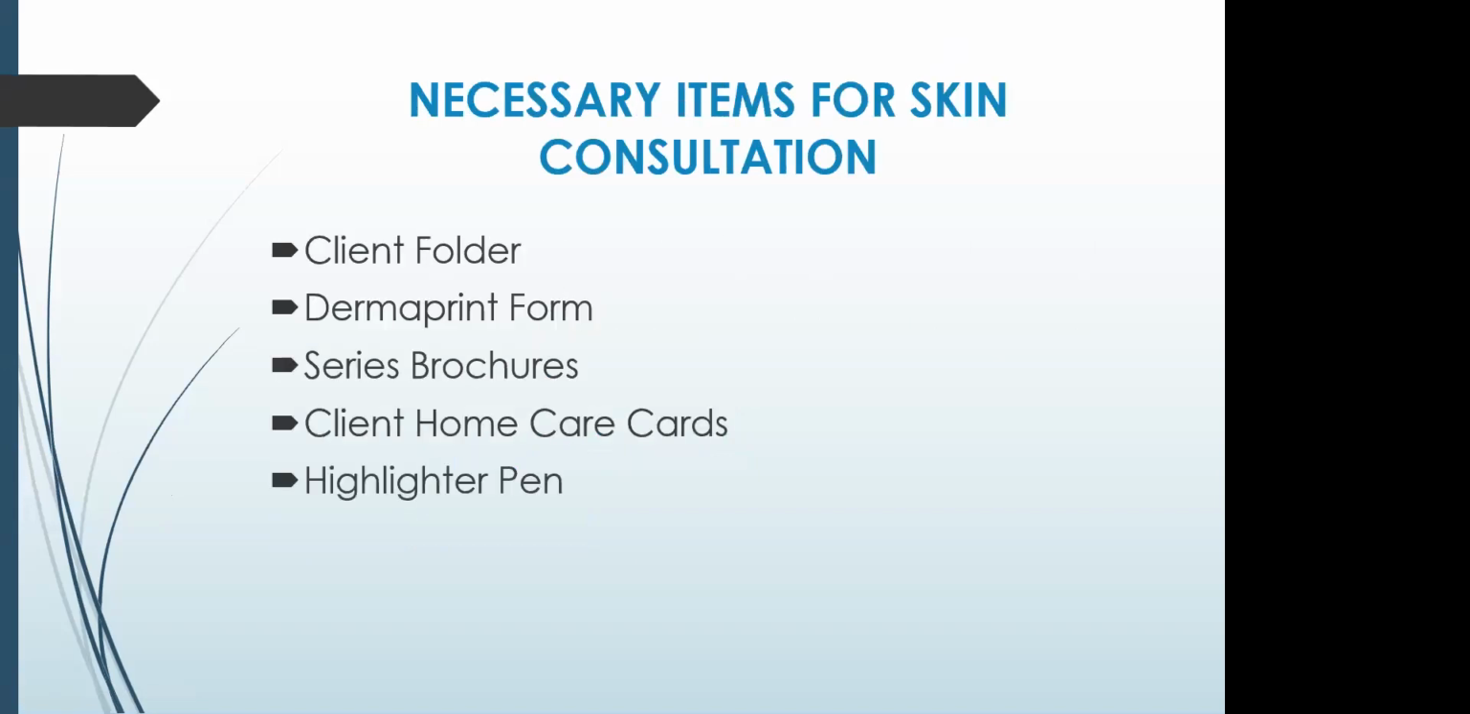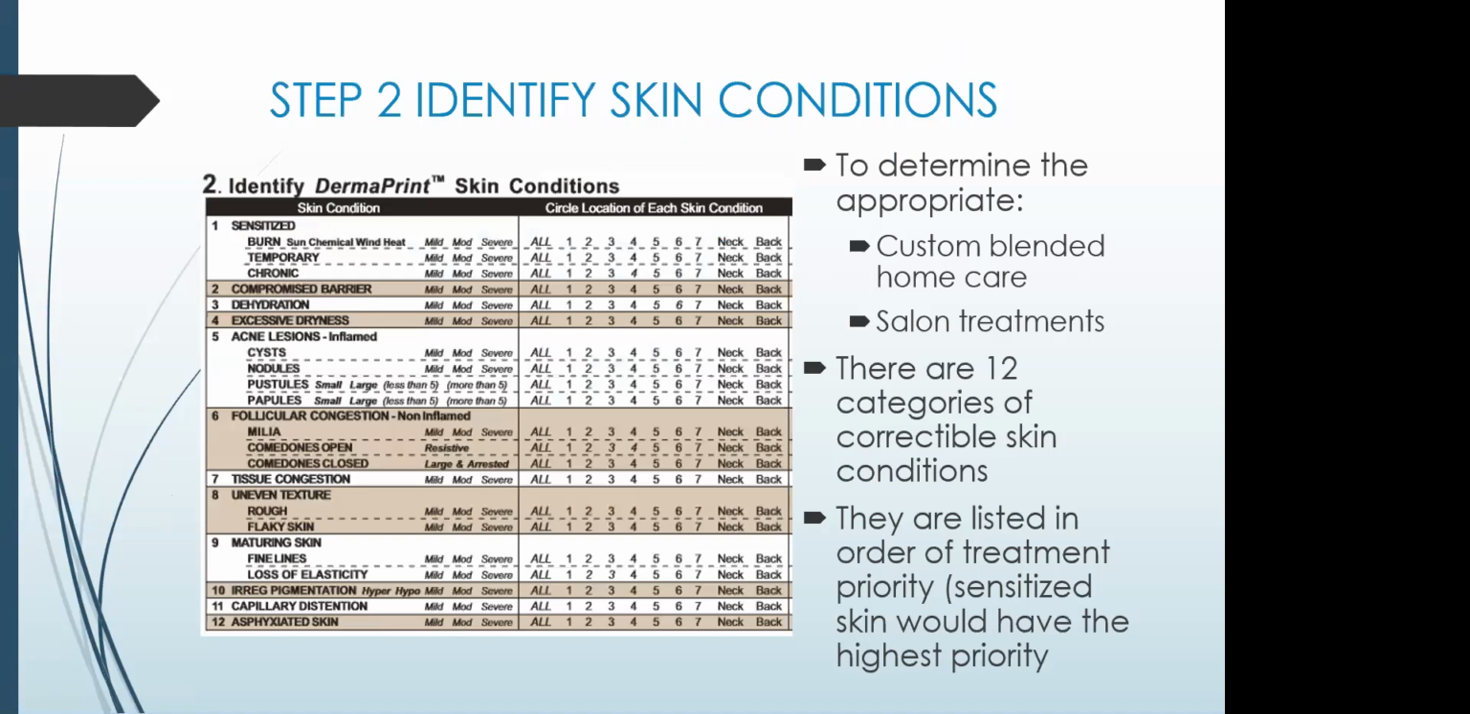We've already talked about all the things you need to perform your Dermaprint. So Dermaprint 2, the second half, is to identify your skin conditions. Here we need to determine the appropriate custom blend home care and salon treatment for our clients. There are 12 categories of correctable skin conditions that we have to go through. They're listed in order of treatment priority. Sensitized skin would have the highest priority.